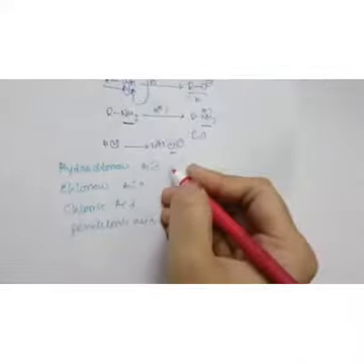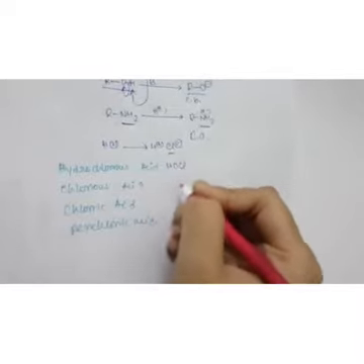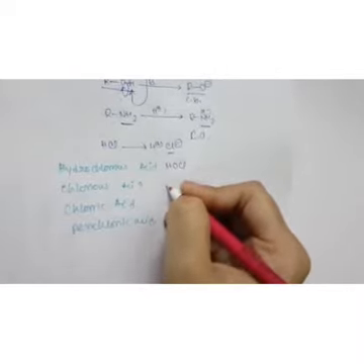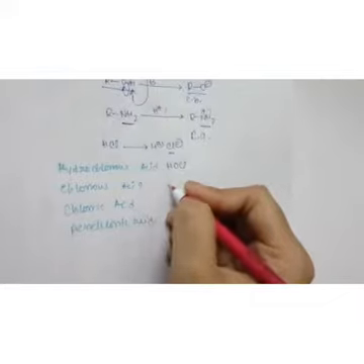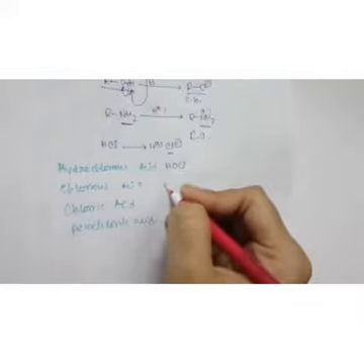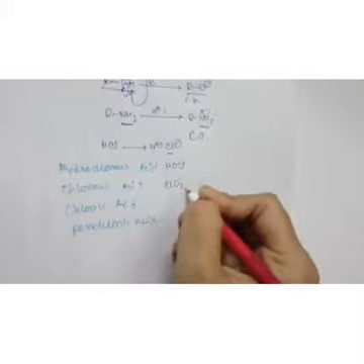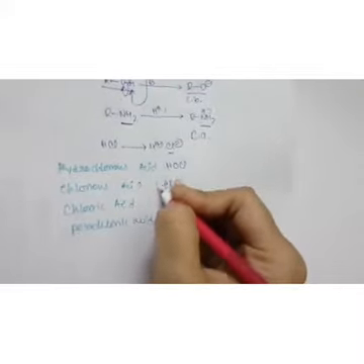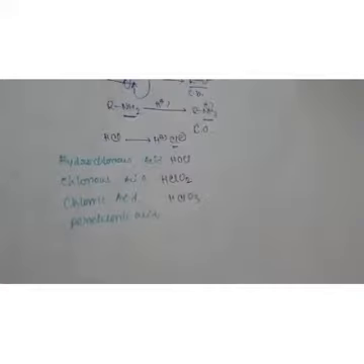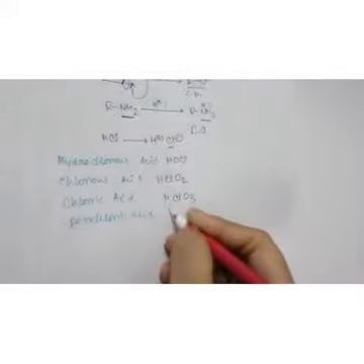Now some examples: hypochlorous acid, chlorous acid, chloric acid, perchloric acid. First of all, hypochlorous acid, that is HOCl. Chlorous acid, that is HClO2. The structure of chloric acid is very important. And perchloric acid is HClO4.